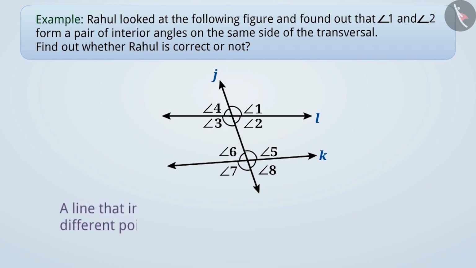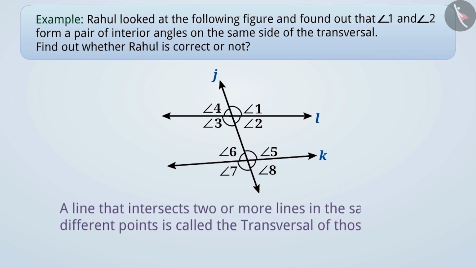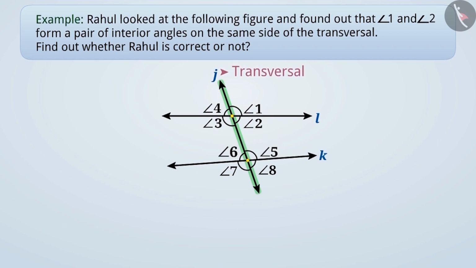In the previous video, we have learned that a line that intersects two or more lines in the same plane at different points is called the transversal of those lines. Here, line J is intersecting the line K and line L at different points. Therefore, it is a transversal. While intersecting, this transversal forms a total of 8 angles. Among those angles, we need to find out whether angle 1 and angle 2 form a pair of interior angles on the same side of the transversal or not.